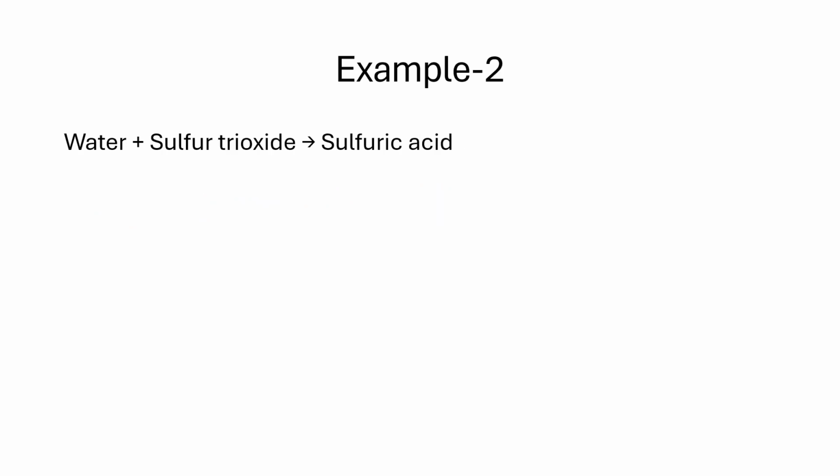Let's do one last example. So water, which is H2O, combines with sulfur trioxide, which you should be able to write on your own, which is SO3, and it forms sulfuric acid, the formula of which is H2SO4. Okay, the formula of acids in particular will be very handy when we do the next topic, which is acids, bases, and salts.